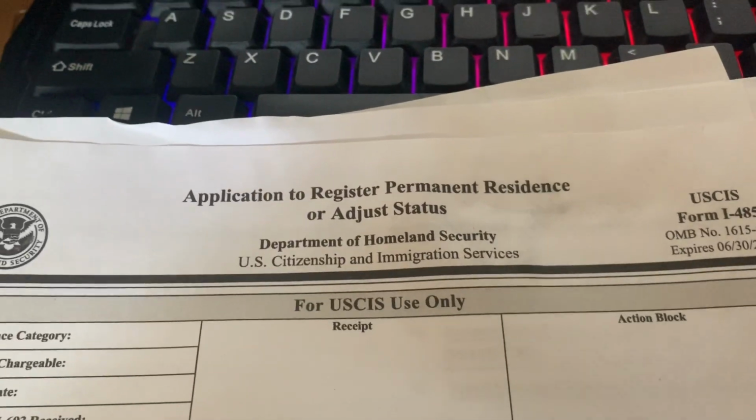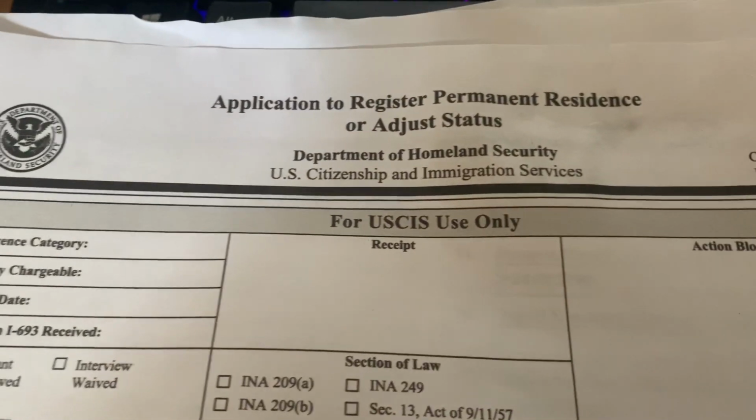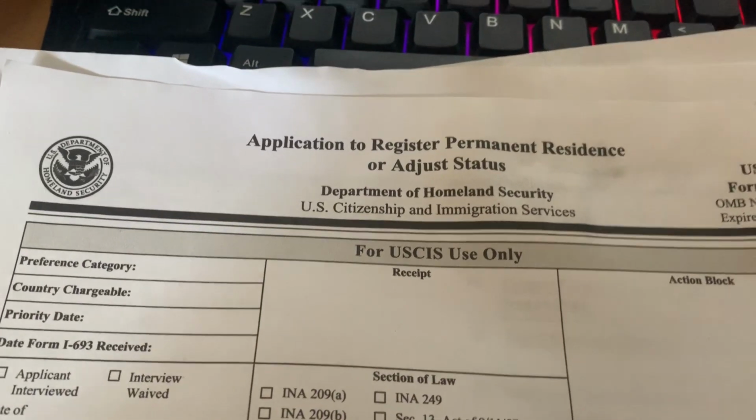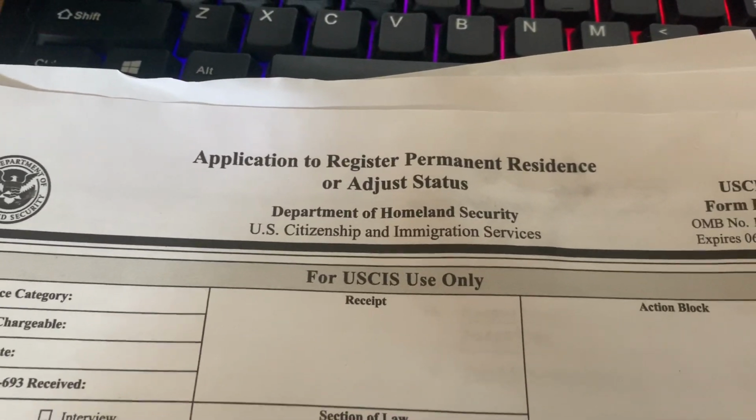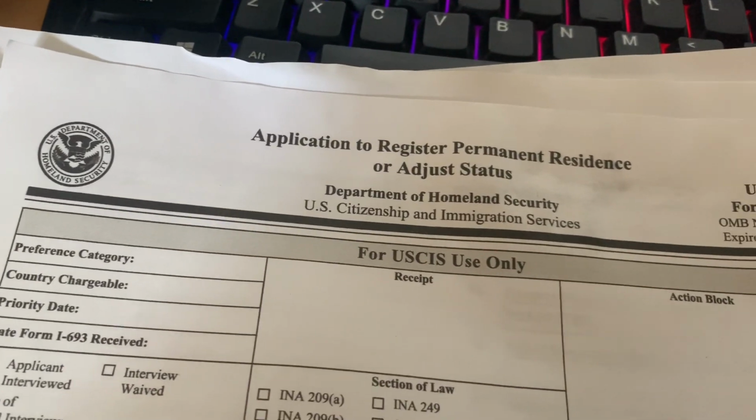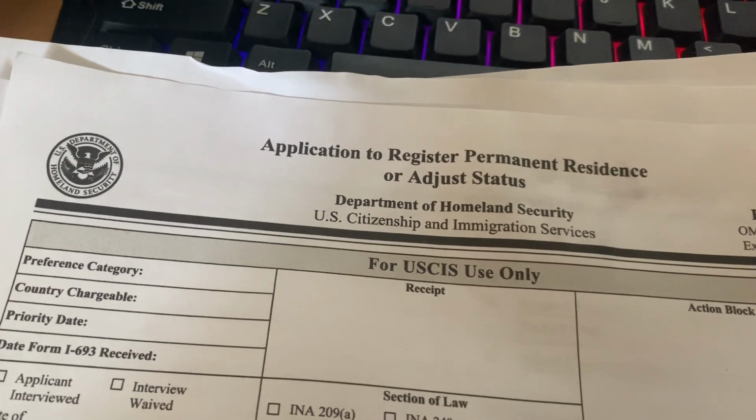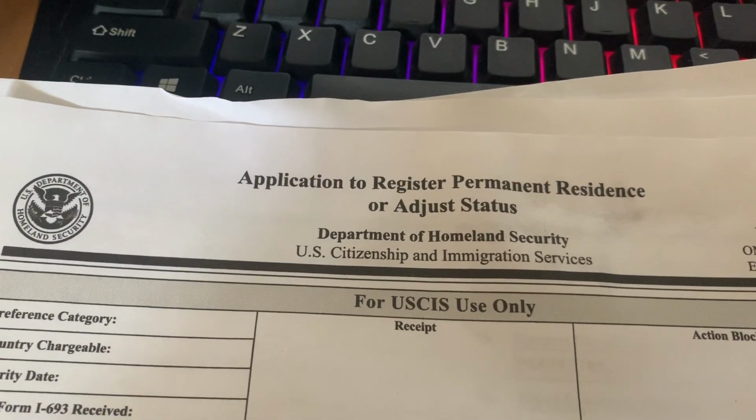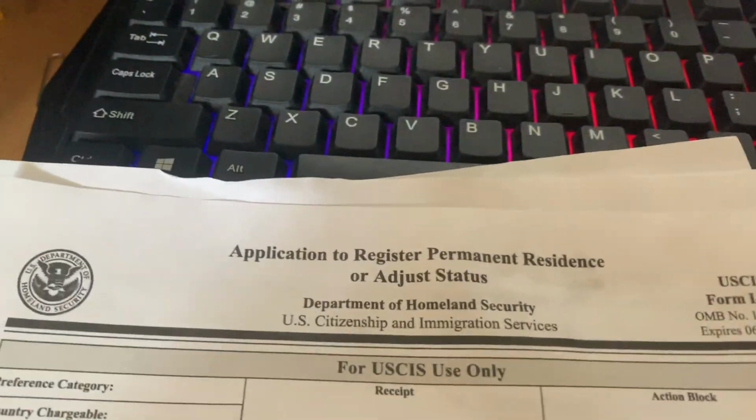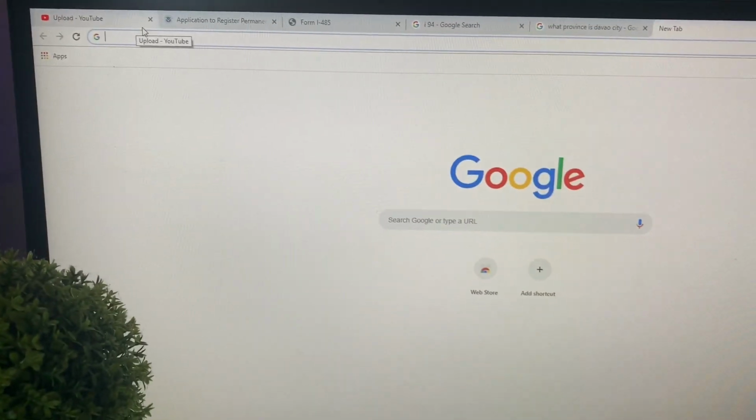Good day, everyone. Today, I'm going to teach you how to fill up or answer the questions in Form I-485, or application to register permanent residence or adjust status. First, open your browser. It's easy.